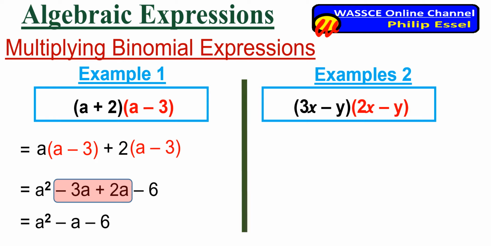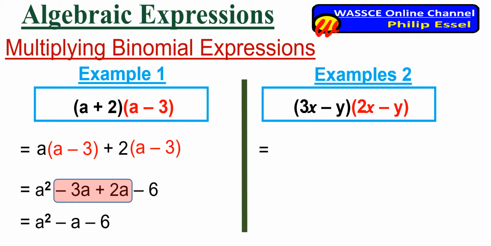Let's look at example 2. In example 2, we have the binomial expression (3x - y) multiplied by the binomial expression (2x - y).